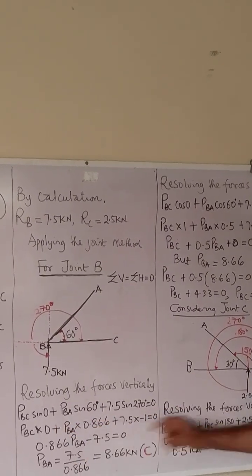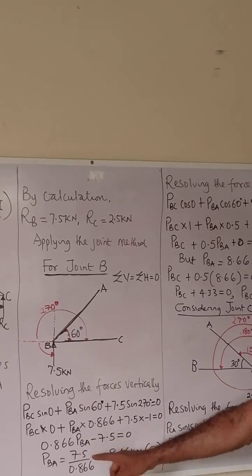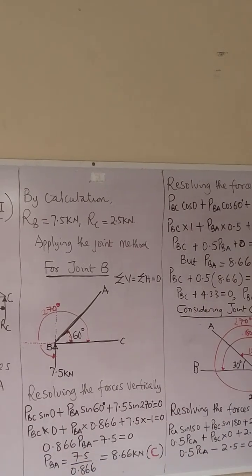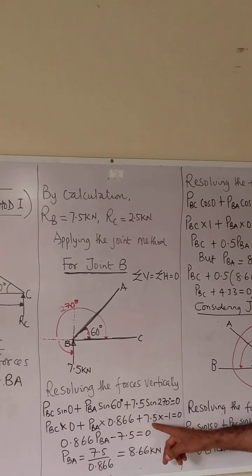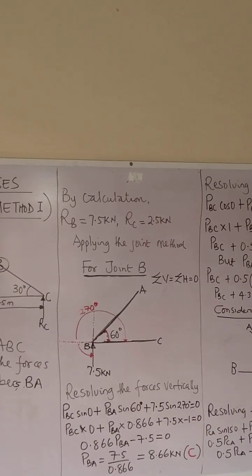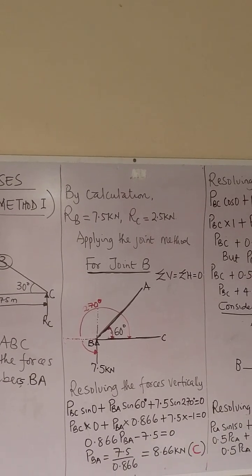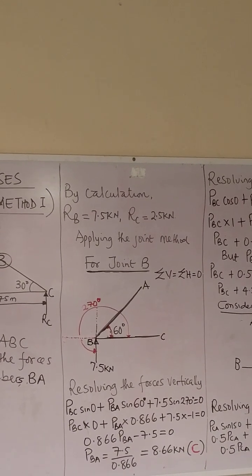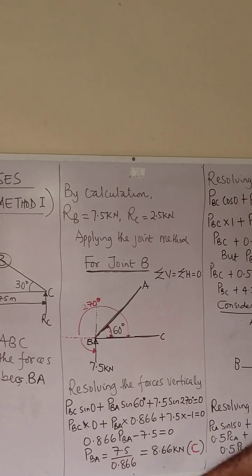And so when you do this mathematics, you are going to have 0.866 PAB, because this times this will cancel out since it is 0. And then you minus 7.5, because 7.5 times minus 1 will give you minus 7.5. And so since you are looking for PAB, you make PAB subject of the formula. Definitely when you do that, you are going to have 7.5 divided by 0.866. And your answer is going to be 8.66 kilonewton.